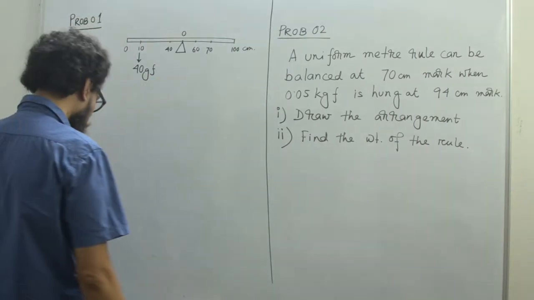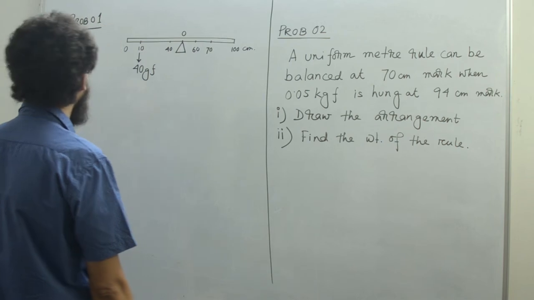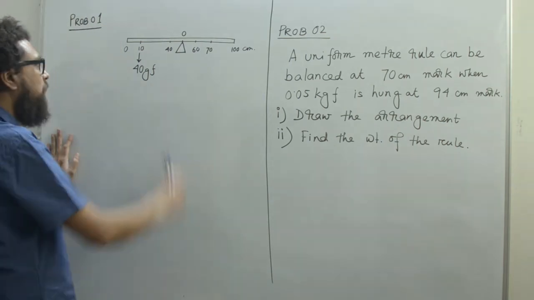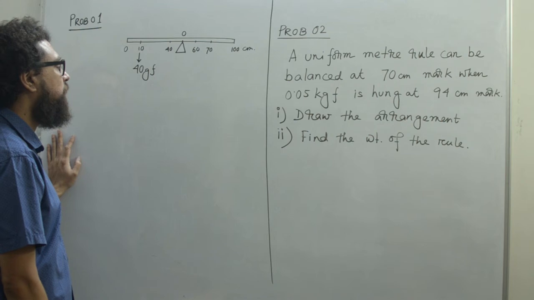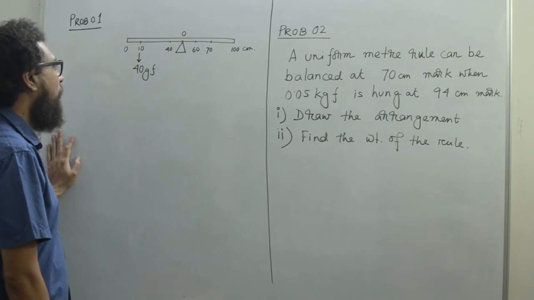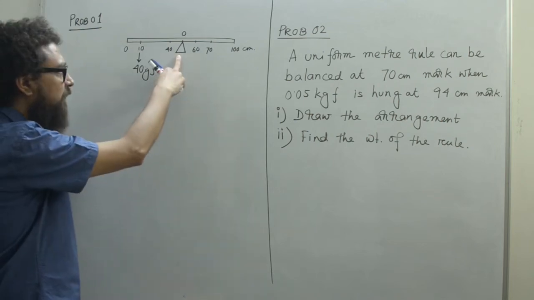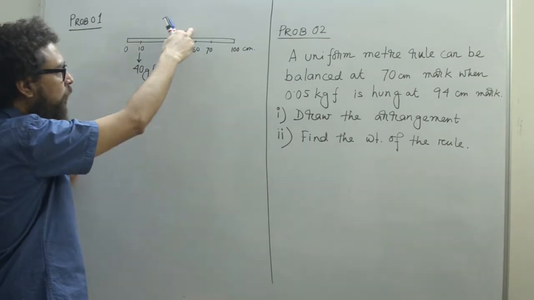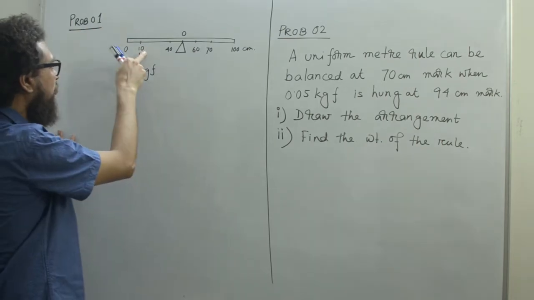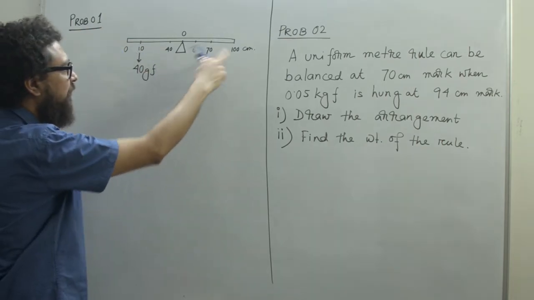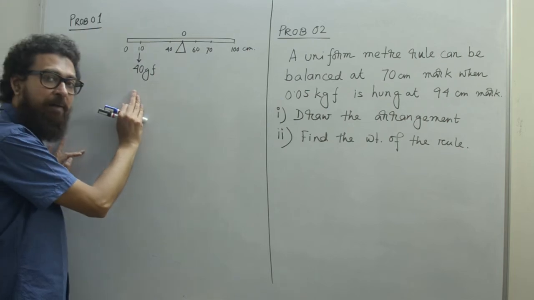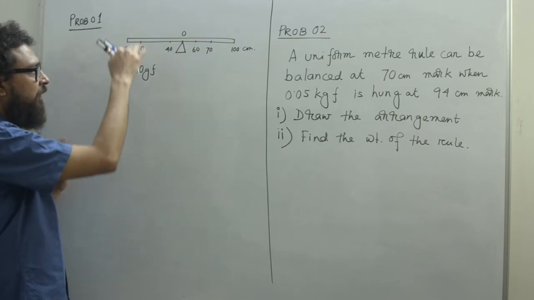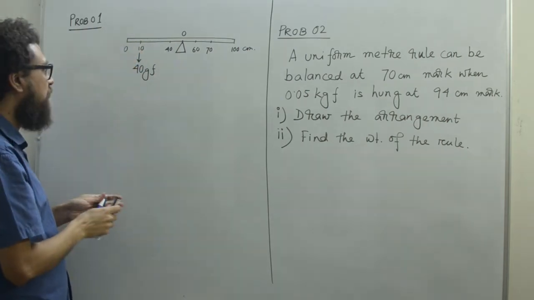Please write down this problem. The statement of the problem goes like this. They have given a diagram. We have a 100 centimeter long meter rule, meter scale, and it is pivoted at the 50 centimeter mark, which is marked as O. You can see it is 0, 10, 40, 50, 60, 70, 80, 90 and 100 like that. So they have 40 gram force which is hanging at the 10 centimeter mark.